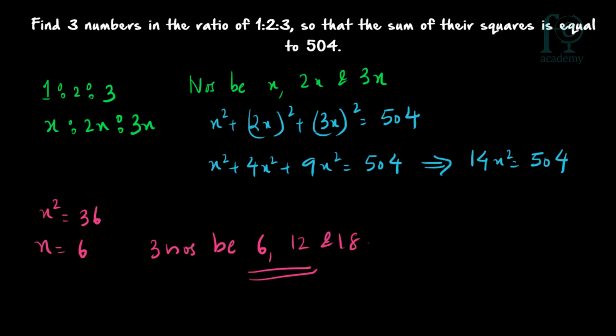So for these kinds of questions, it's very simple. When the ratio is given, you can assume the numbers in such a way that the ratio is maintained. So you just multiply with x. So your numbers will be equal to x, 2x and 3x. Now you write the formula according to the question given, solve for x, and from that you will be able to find out the numbers.